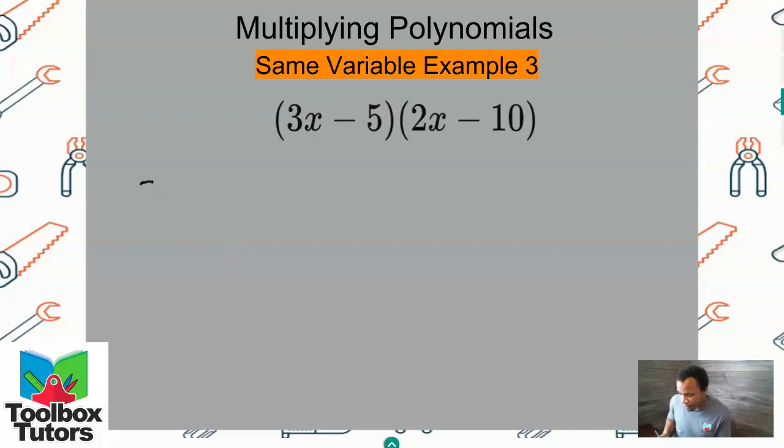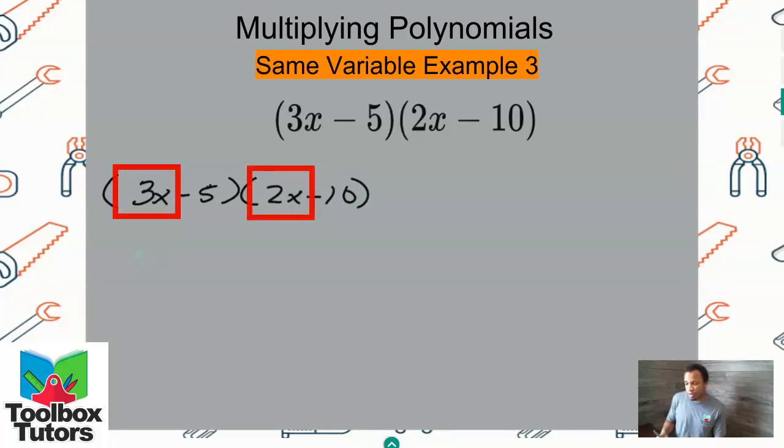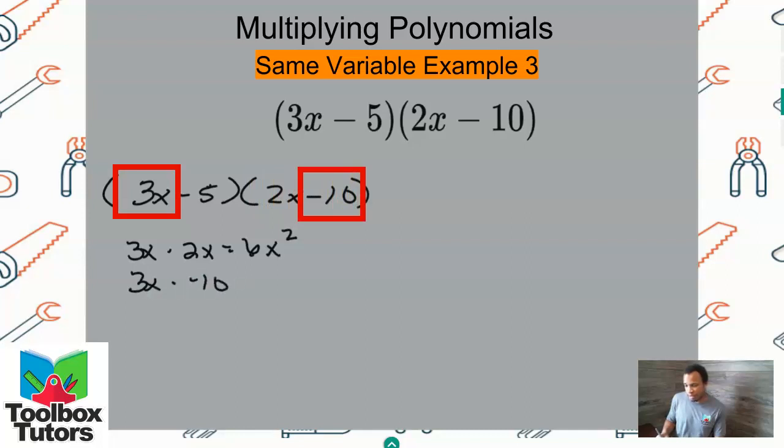So we have 3x minus 5 times 2x minus 10. First we have the first term in each parentheses, 3x and 2x. So we have 3x times 2x. That gives us 6x squared. Next we have 3x times negative 10. That gives us negative 30x.